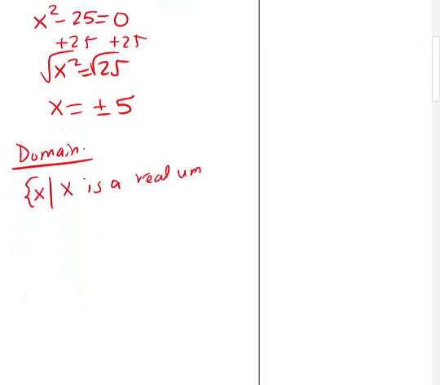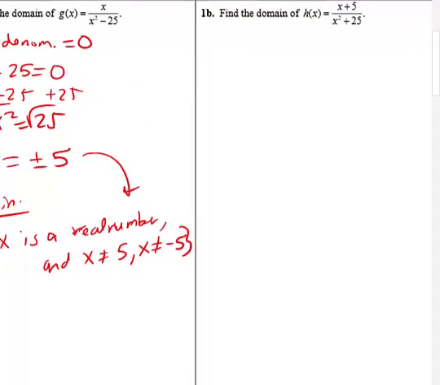x is a real number, and x cannot be 5 and x cannot be negative 5, because those are the values we found. Those will be the values that make that denominator undefined, which is bad.